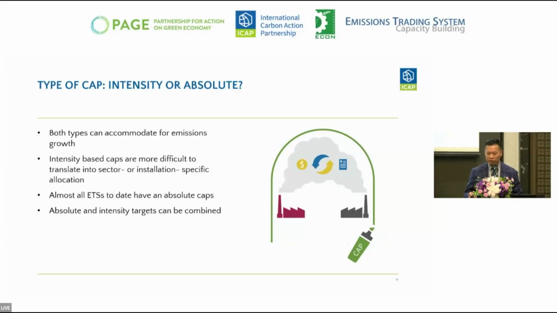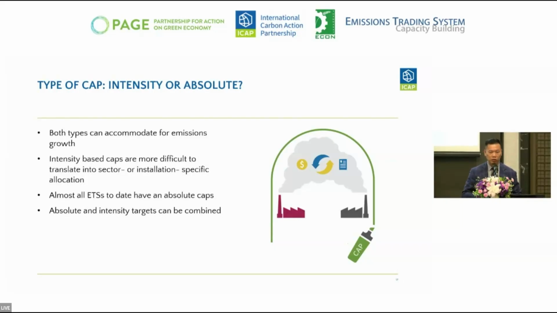Yeah. And absolute and intensity targets can be combined under an ETS. So for example, in some Chinese pilots, some sectors use an absolute number based on their historical emission, reduced every year. But some sectors are based on their actual output using a benchmark, and it's an intensity-based method. They combine these two together under one ETS.